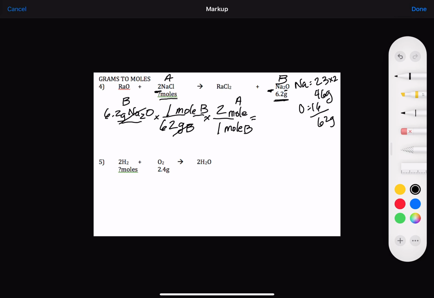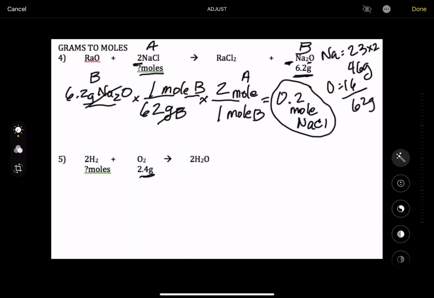So in your calculator, you put 6.2 divided by 62 times 2. That's going to give you 0.2 moles of sodium chloride. So don't put A here, put the right formula for your answer. So you're going to do number 5 the same way. You're starting with grams, and you're trying to get to moles of another compound. Let's move on to the next type of problem.